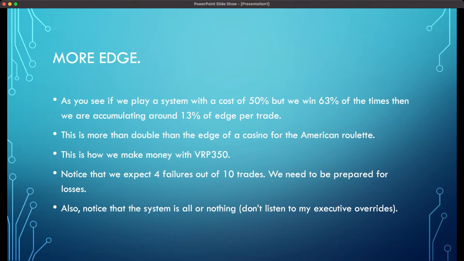And I have a good question: is this 63% assuming every trade is taken and there are no overrides? That's correct. The 63% is the all-or-nothing version of the system. It's a system with no stops and no early profit. It just buys the spread or sells the spread, whatever the signal is, holds it until expiration, and that's it. It's a very simple system.